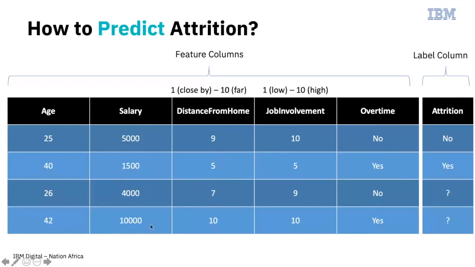But what about the fourth employee here? Some of the values are similar to the second employee, and some are similar to the first employee. This employee earns well and has a high job involvement, but his distance from home is very far and he works overtime. So what do you think his attrition will be? We know that it's very difficult to predict this employee's attrition. It can be both yes and no.